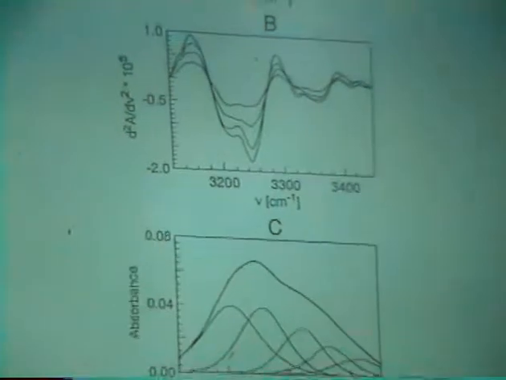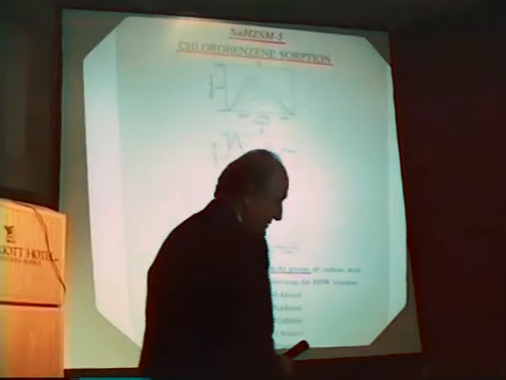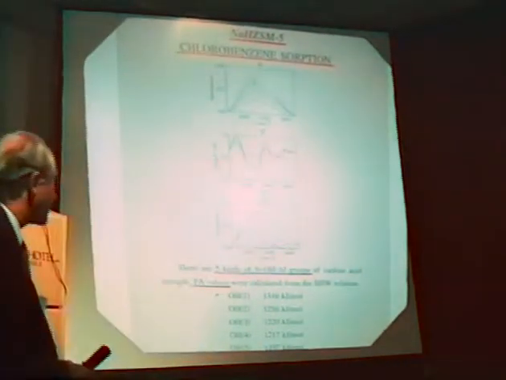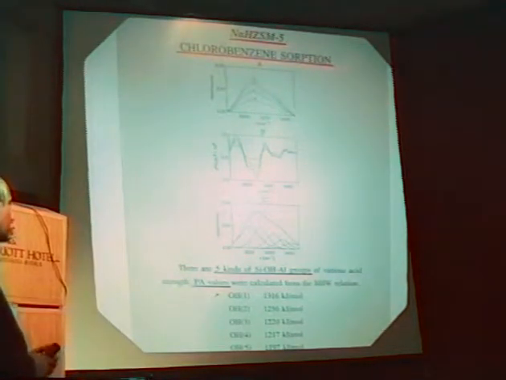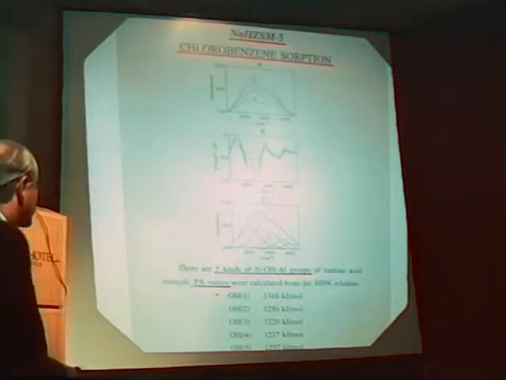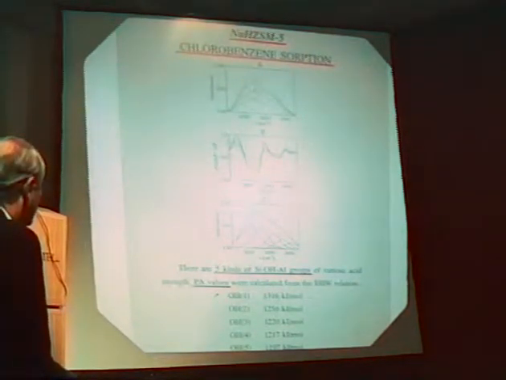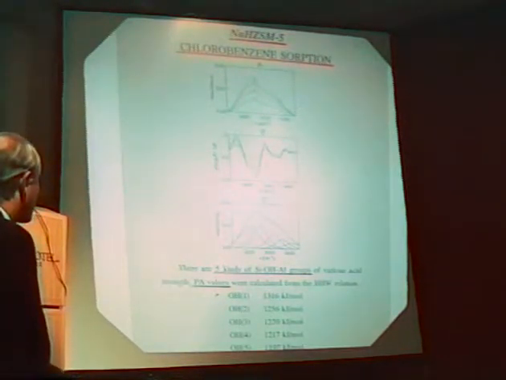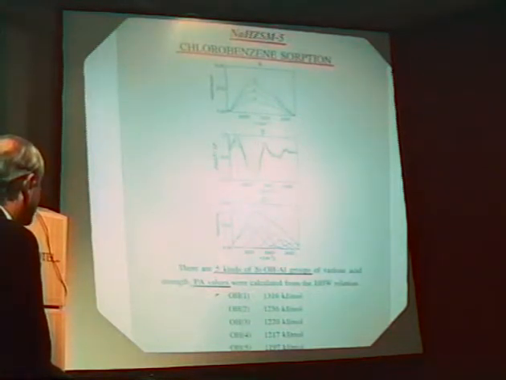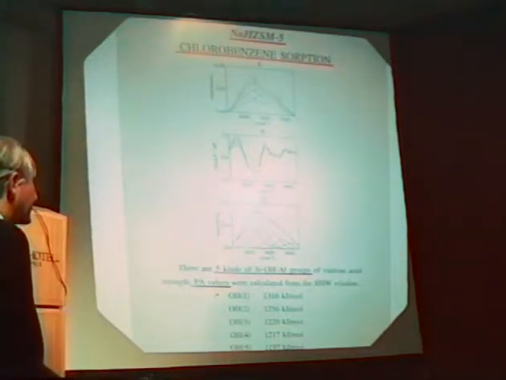Those results were obtained with chlorobenzene. We obtained very similar results with other hydrocarbons, other molecules. In all the cases, the shifted band was split into a few subgroups. So we can say that there are 5 kinds of bridging hydroxyls of various acid strengths. The proton affinity values were calculated from the Bellamy-Hallam and Williams relation, and we obtained for the less acidic hydroxyls, denoted as OH1, 1316 kilojoules per mole, for the most acidic, 1197 kilojoules per mole.